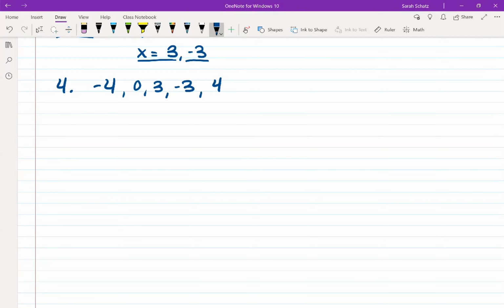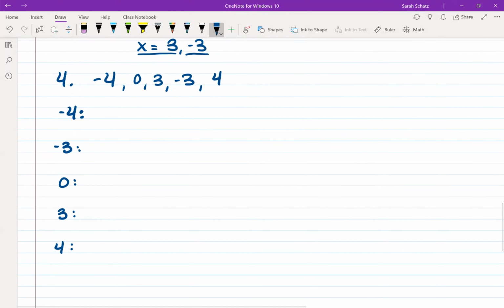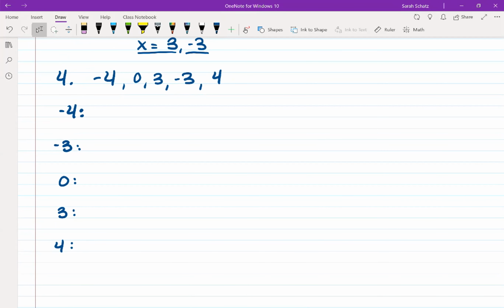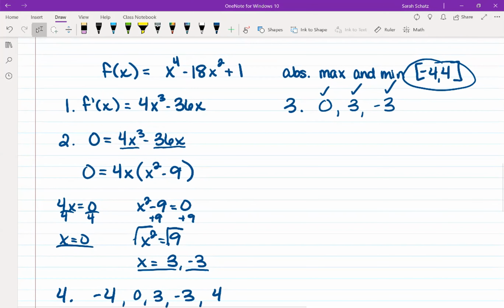I like to list them out from lowest to highest. So I'll do -4, what comes next? -3, then 0, then +3, and then +4. So I have a list set out, and I'm going to test each of these values. Remember where I'm testing them. I'm testing them in the original function. So what is our original function? It's right here.